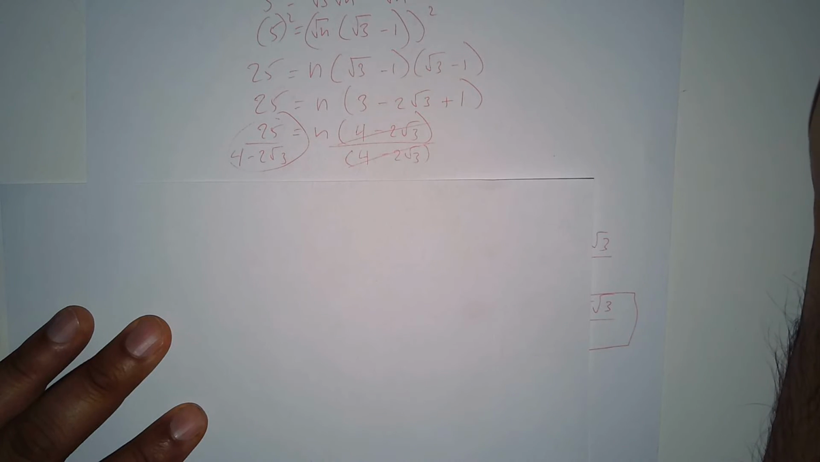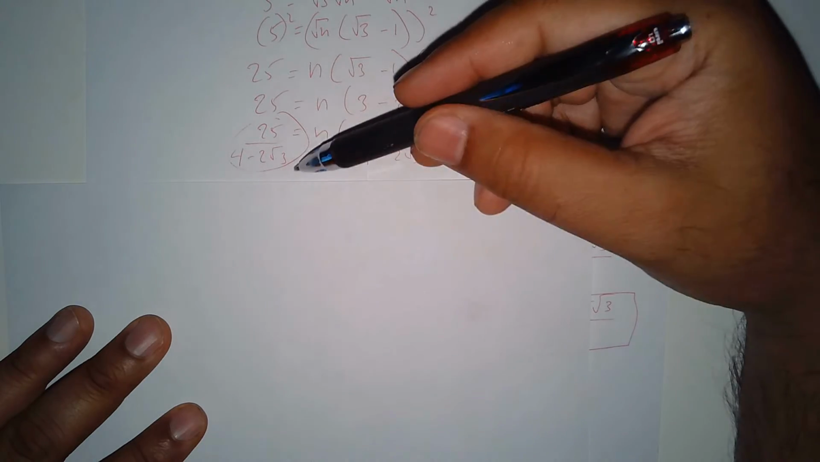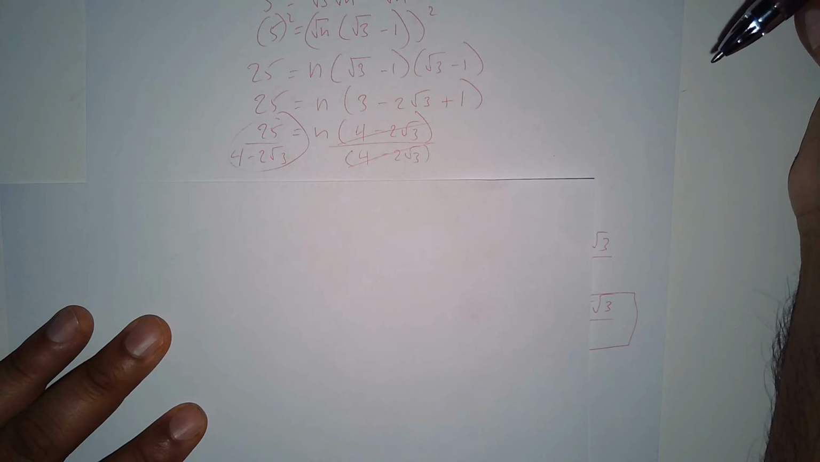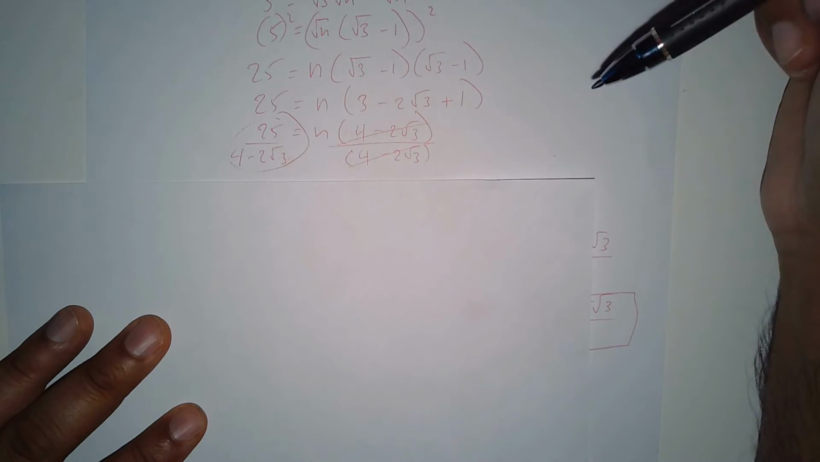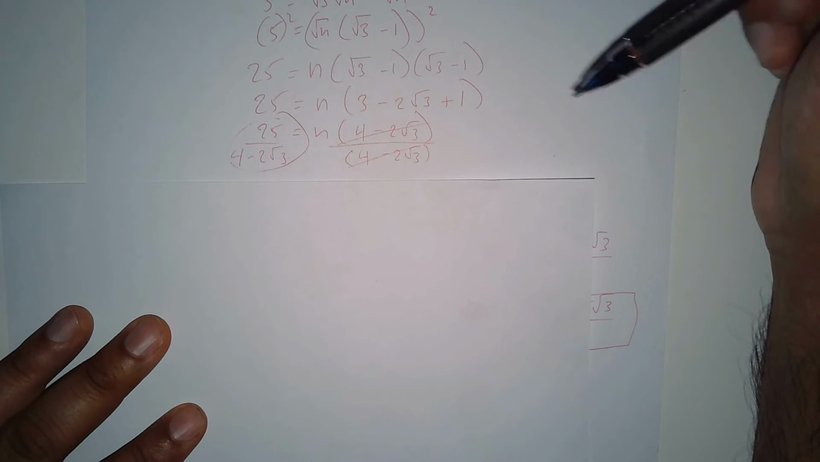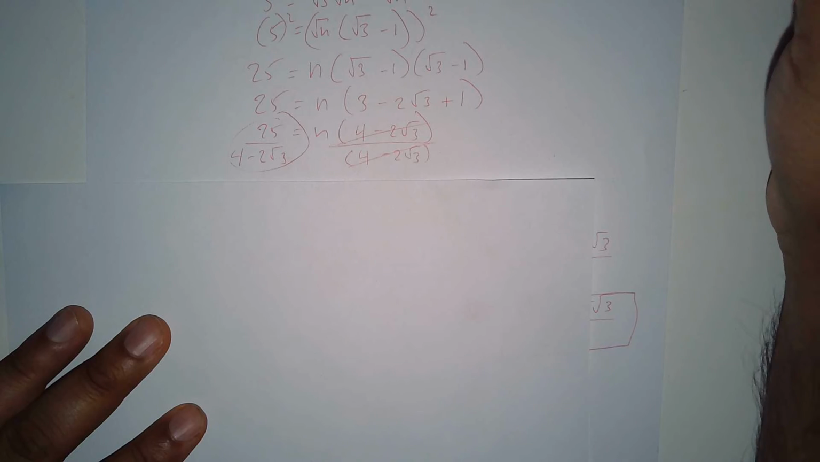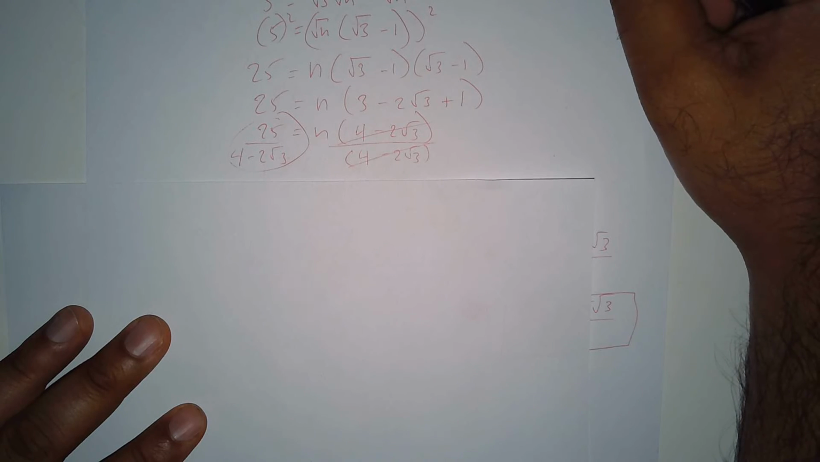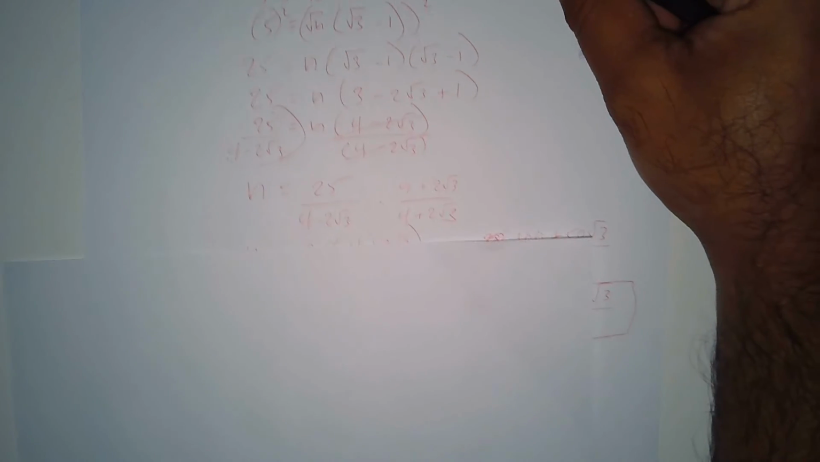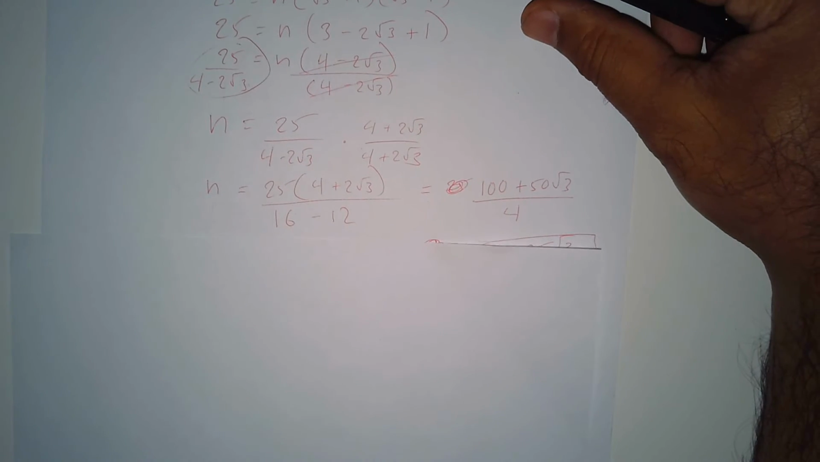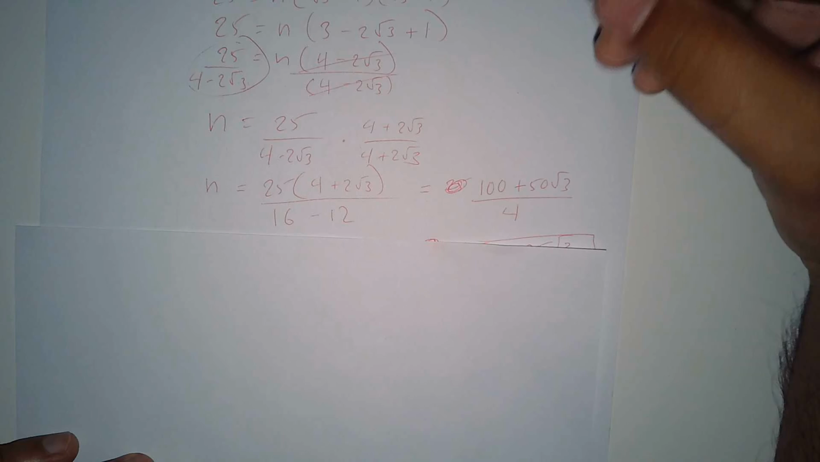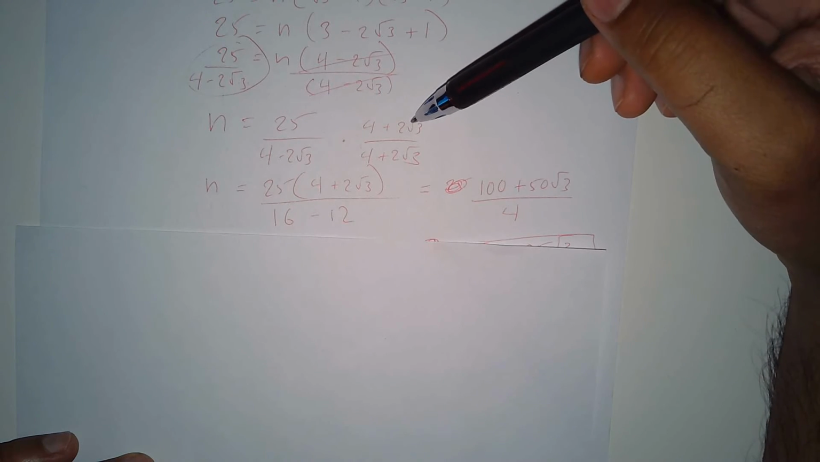If you look at that, remember, we don't want the roots at the bottom. So we want to rationalize the denominator. When we have two things here, a binomial, the way we rationalize the denominator is by multiplying by the conjugate. So we have 4 minus 2 root 3, so we're going to multiply both sides by 4 plus 2 root 3. So 25 multiplied by 4 plus 2 root 3.